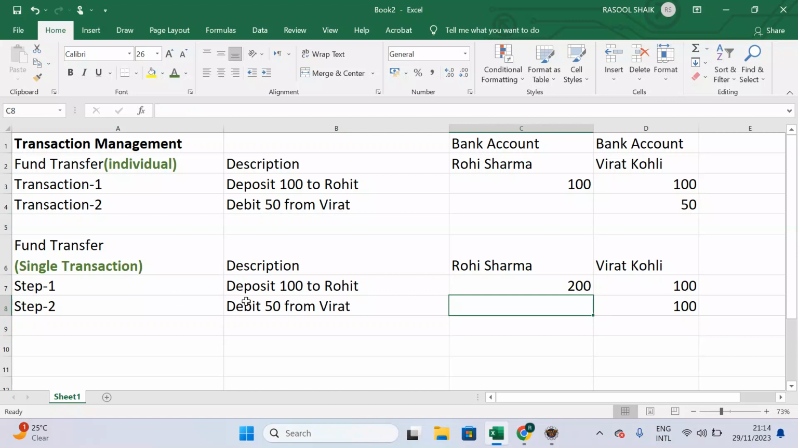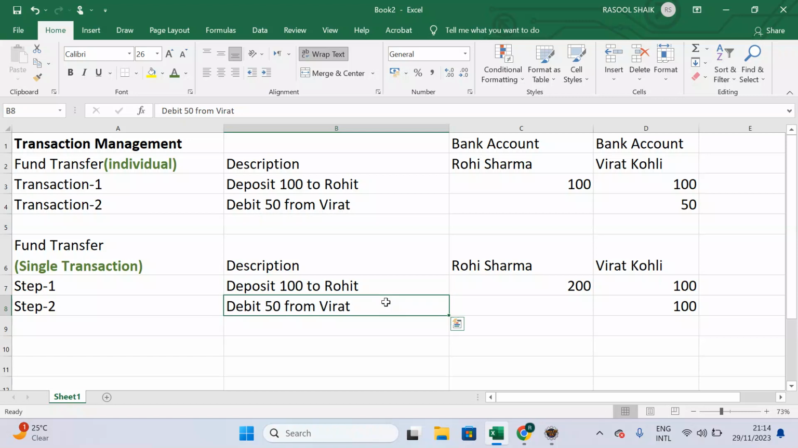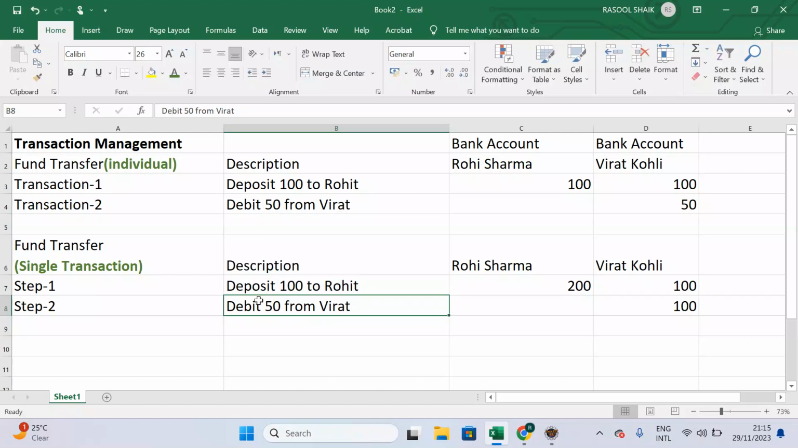As part of a single transaction, if step 1 is success and step 2 is fail, or step 2 is success and step 1 is fail, then the transaction is invalid, right? When we do two operations as part of a single transaction, both should succeed or both should fail, and then it is well and good. If one is success and the other is fail, then it will be an invalid transaction.